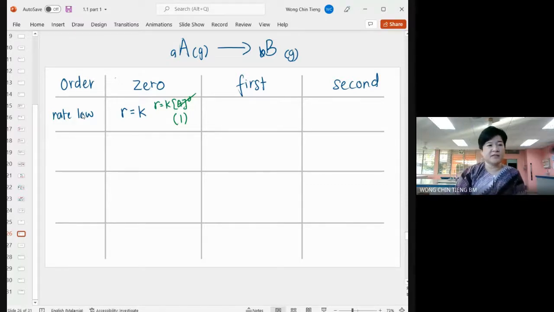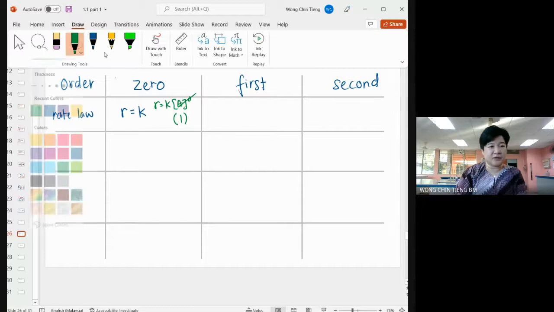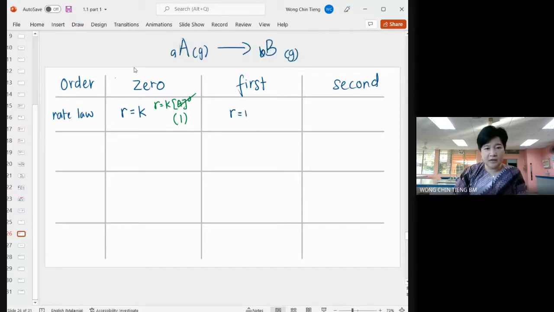Perfect. Next, for the first order, it will be rate equals k times the concentration of A. Do you need to put the 1? It's not wrong if you do. Alright, for the second order, A to the power of 2. Agree? Okay. Next, we are moving on to the unit of k.